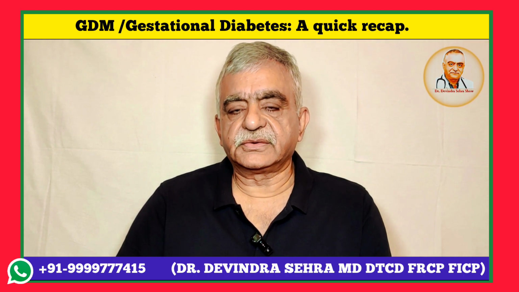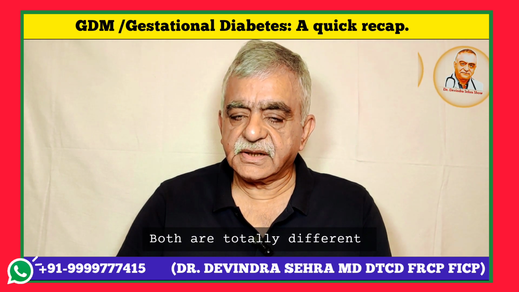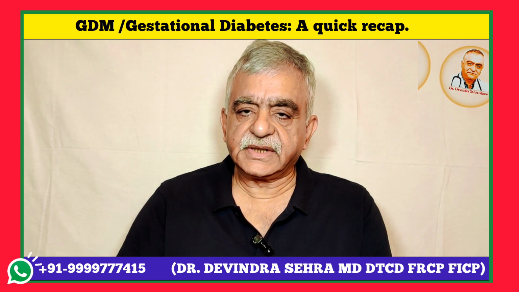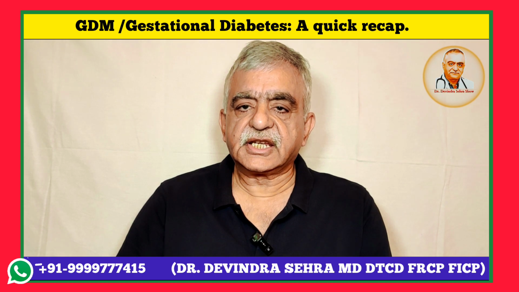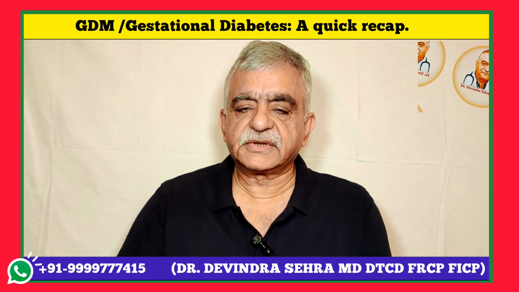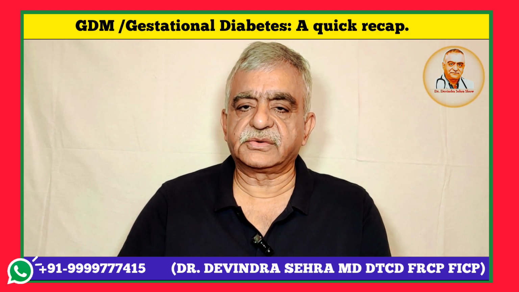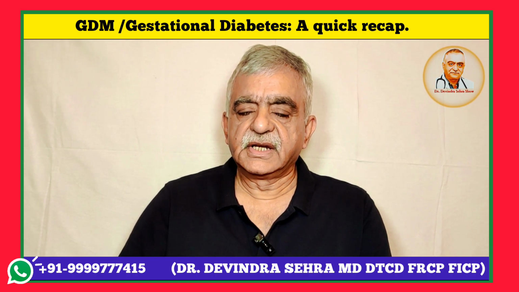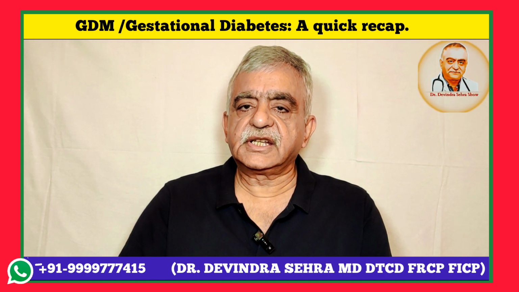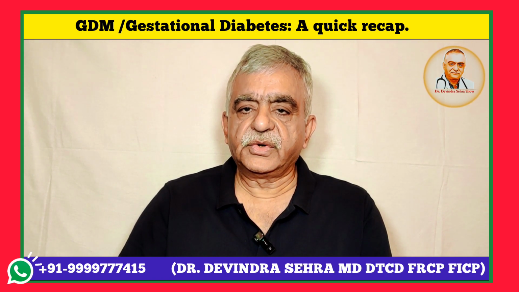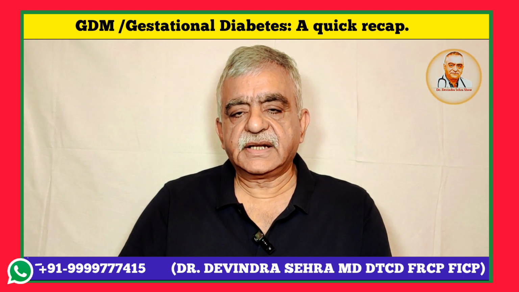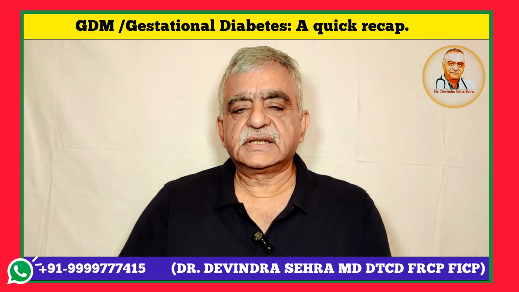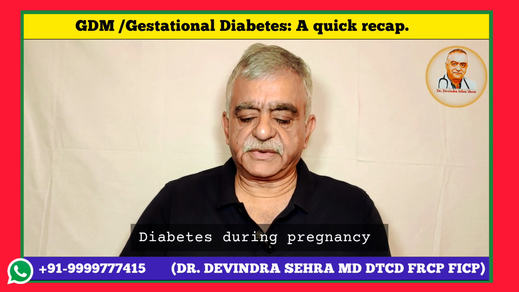What is the difference between the two? Both are totally different. Both have been classified separately because a lady who is already a diabetic, when she becomes pregnant, she is exposed and her fetus is exposed for the first trimester also to diabetes, and maybe it's uncontrolled, and most of the development of the baby in utero occurs in the first 3 months. So chances of congenital abnormalities are much more in a lady who is a diabetic and who becomes pregnant, and they are almost nil or the same as otherwise in ladies who become diabetic during pregnancy.